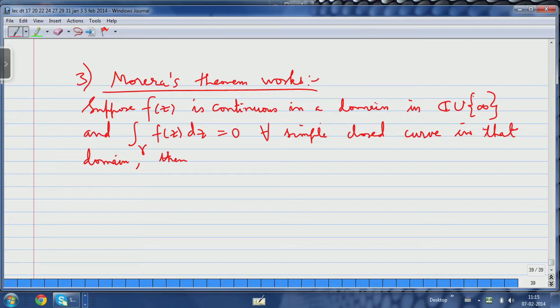So that is also the same statement in the case of a domain including the point at infinity. Suppose f is continuous in a domain including the point at infinity, and the integral over any simple closed curve is 0, then f is analytic in that domain. That is the statement. But I want to stress that when you say integral over a closed curve, and you are saying for a curve in the domain which contains a point at infinity, you must understand that this is not a curve that will pass through infinity.